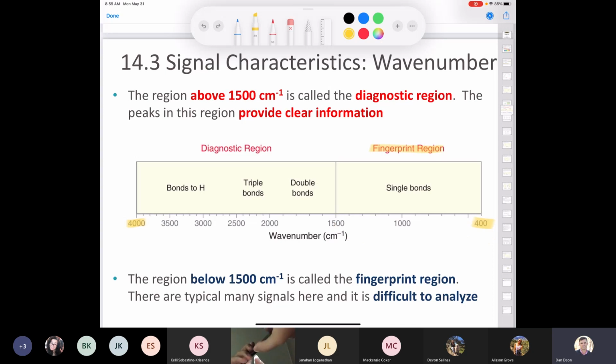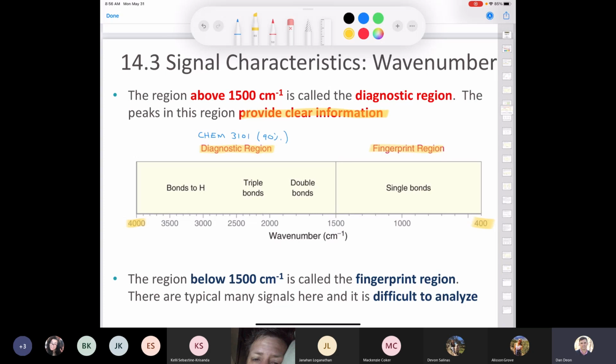But above 1,500 reciprocal centimeters, we call this the diagnostic region. Let me give you some good news. Students like good news. In Chem 3101, you're probably going to be up here like 90% of the time. You're going to be in the diagnostic region, and I'm going to show you why in a second. But the bottom line is that the diagnostic region provides clear information.